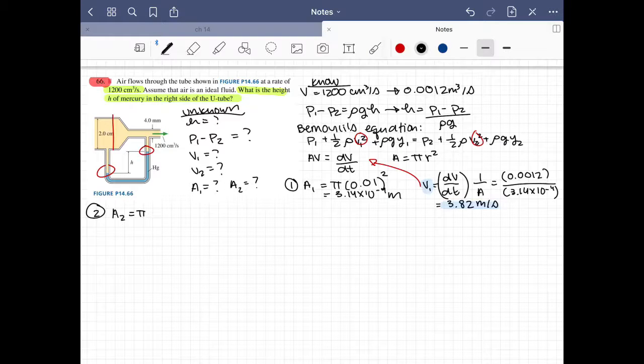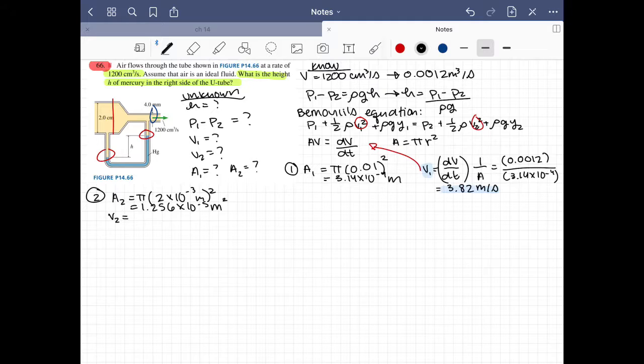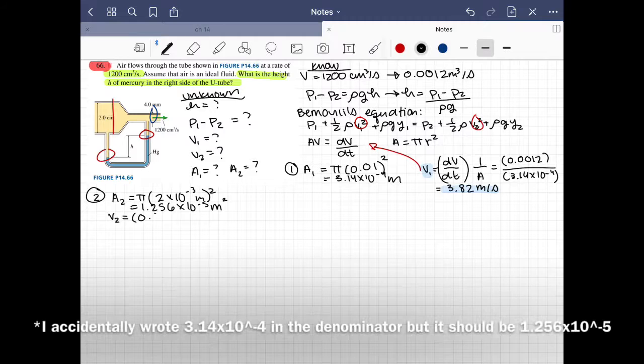So A2 is going to be equal to pi times the radius of the smaller side of the tube, 2 times 10 to the negative 3 meters, squared, which is equal to 1.256 times 10 to the negative 5 meters squared. Then we can solve to get the velocity the same way that we did before. So V2 is equal to the flow rate divided by the area, and so the velocity is going to be 0.0012 divided by 1.256 times 10 to the negative 5, which is going to give us 95.54 meters per second.